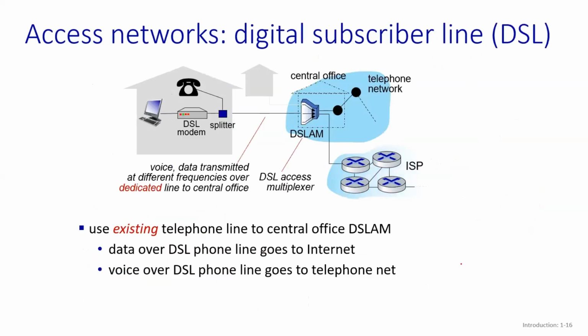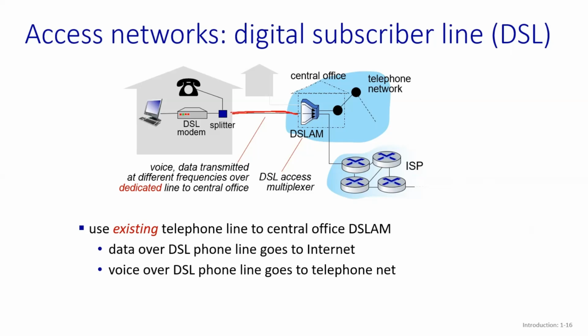Okay, then we have another type of access network. Keep in mind, we are studying the residential access network, the digital subscriber line, DSL, the most commonly used access network to connect to the edge router. So let's study the DSL. It uses the existing telephone line to the central office DSLAM. You can see this line over here, which represents the cable.